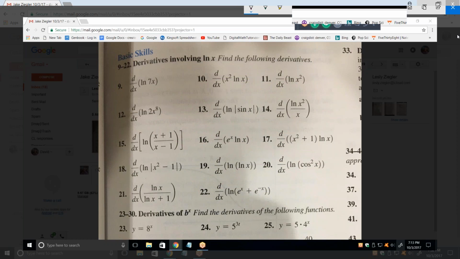All right. We know how to do 18, right? In other words, it's going to be 1. We're going to ignore the absolute value sign because that value doesn't mean anything unless it tells me otherwise. That would be our answer. 2x over x squared minus 1. Okay. Done 19. Let's do 20.